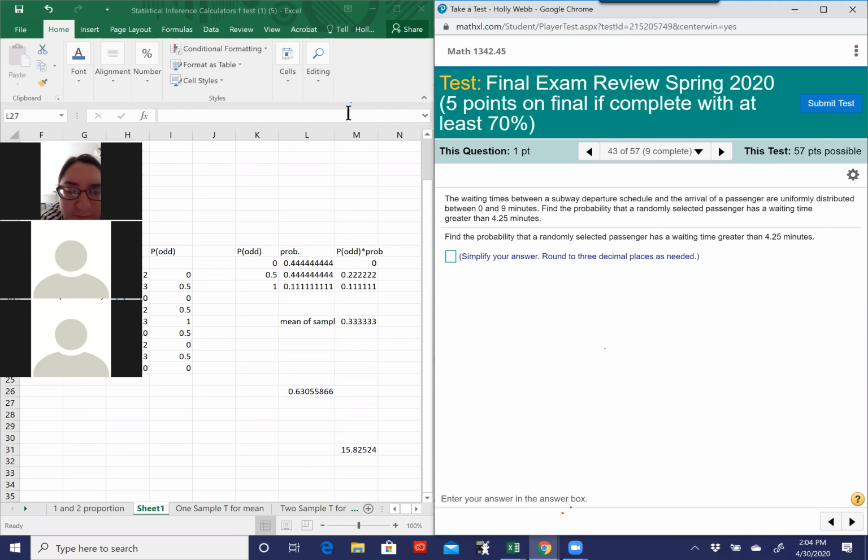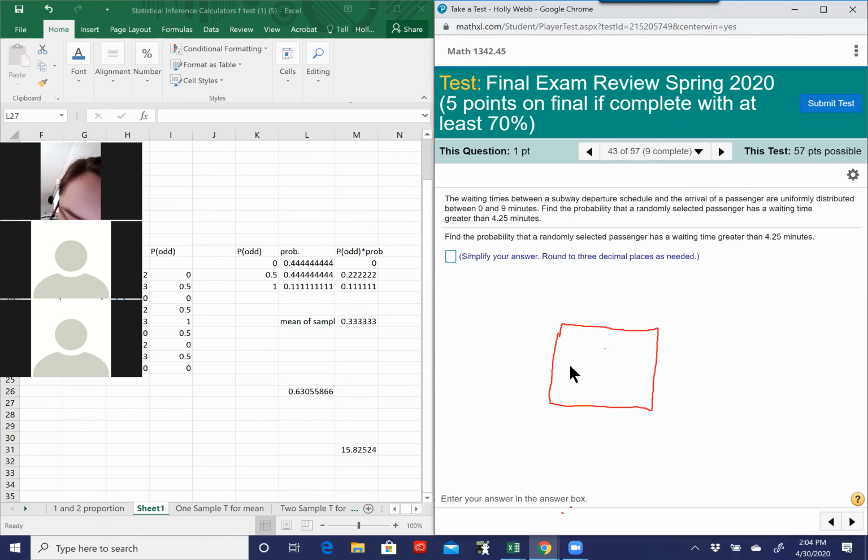Okay. This is not a normal distribution. This says that waiting times between subway departure schedule and arrival of a passenger are uniformly distributed between 0 and 9 minutes. Now, uniform distribution is what shape, you guys? What shape should this distribution be? It's a rectangle. So you want to draw a rectangle right there underneath the problem? Michaela, you want to try it?